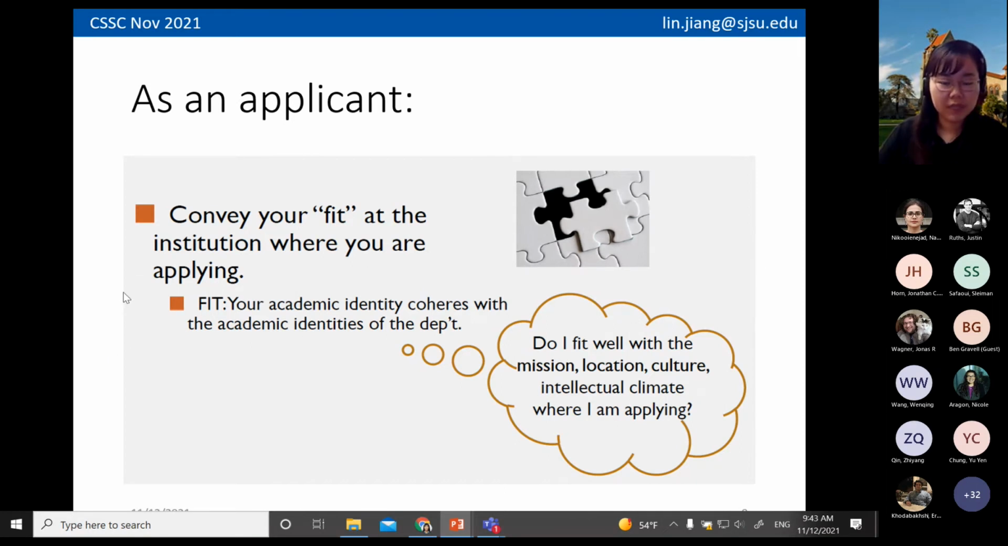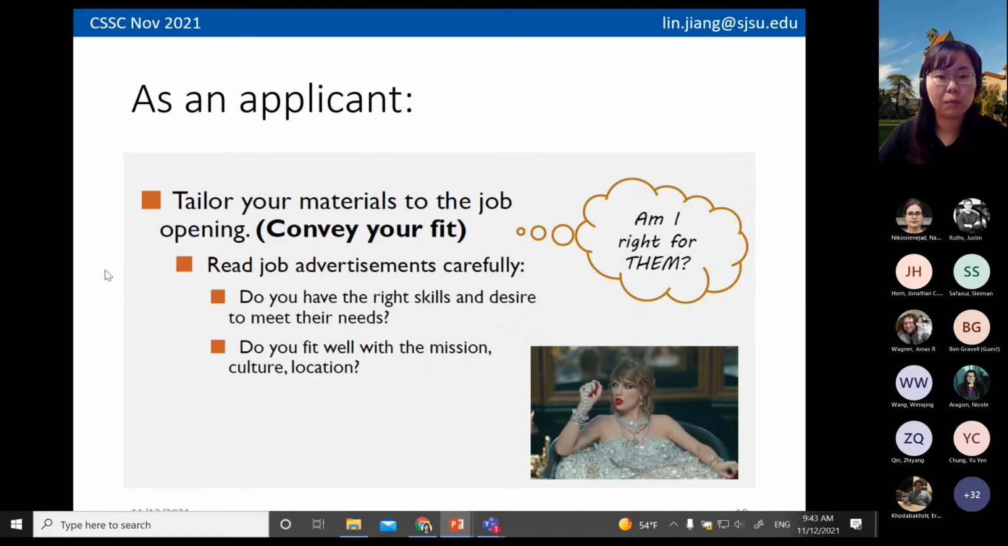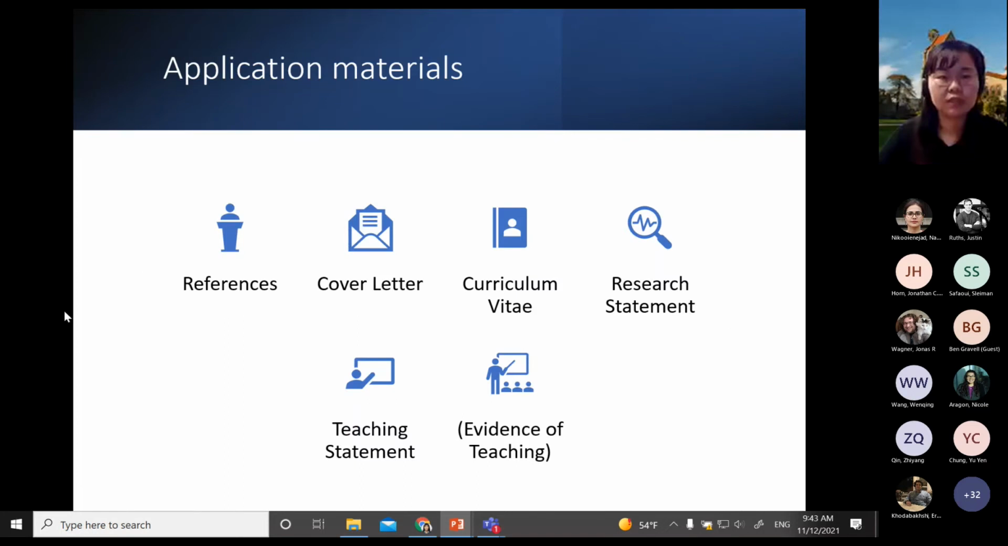You also need to convey this fit to the institute during your interview. When you prepare your application material, which is the first step into an academic job, you have to tailor your materials to the job opening. Read the advertisement carefully, see what the keywords are and what skills they're looking for, and then tailor your application material to fit their mission, culture, and location.